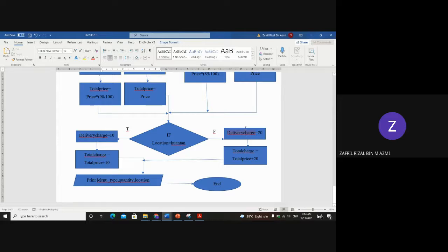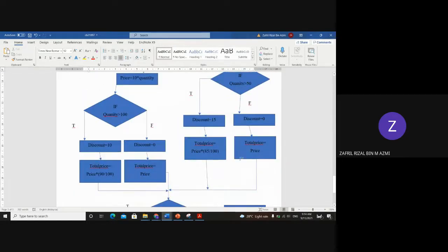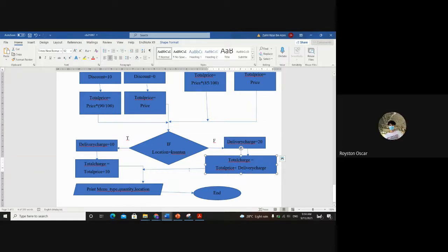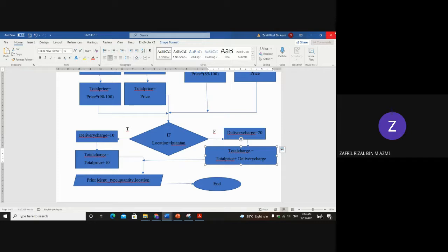So what's the point of the delivery charge over here? Because you are not using it. Are you using it anyway? Delivery charge equal to 20. No, right? If you want to put it like this, it should be over here. Delivery charge. Understand? Okay, acceptable.